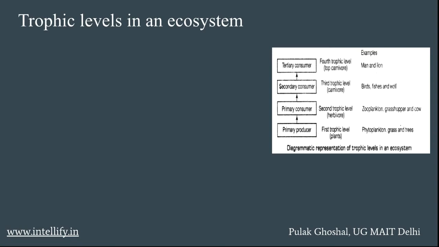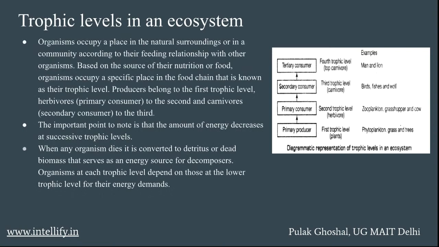Next is trophic levels in an ecosystem. The place occupied by an organism in the natural surrounding or in a community is known as its trophic level. So a producer is the first trophic level, then second, then third, on the basis of energy, and not only energy but also the transfer of the energy that takes place. The primary producer would have the highest energy, then the primary consumer, then it follows on. So these are the trophic levels.